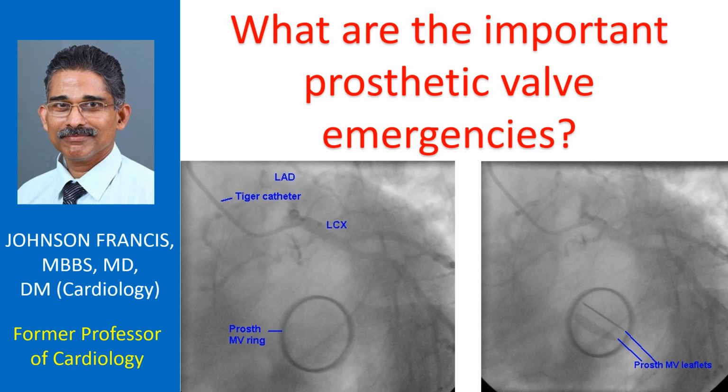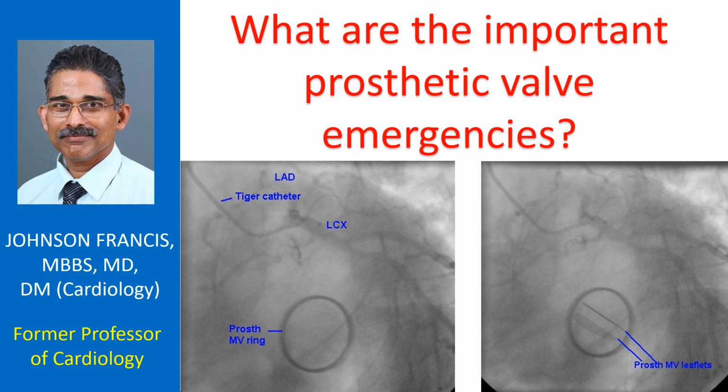While most of the native valve emergencies are due to regurgitations, prosthetic valve emergencies can be due to regurgitations or stenosis. The most common prosthetic valve emergency is due to prosthetic valve thrombosis in a mechanical prosthetic valve. This can cause acute stenosis, regurgitation, or both.